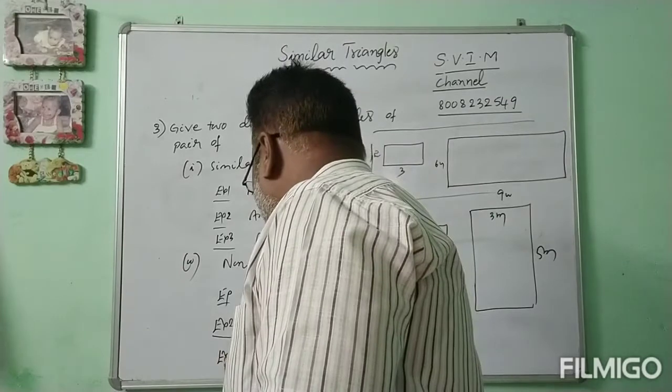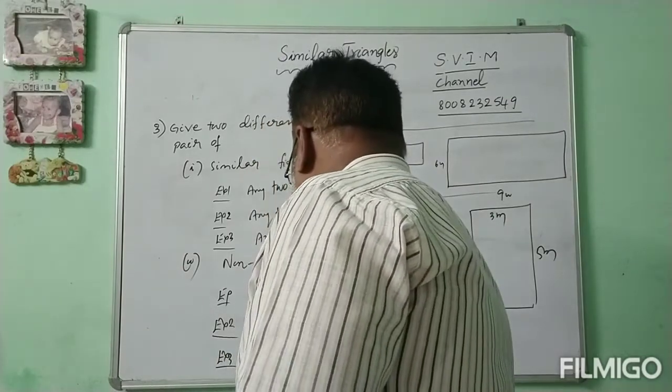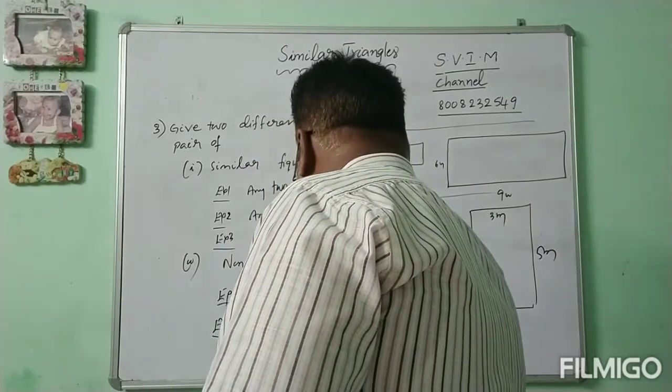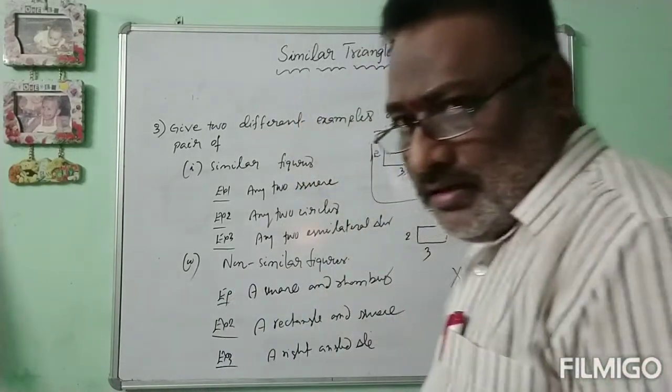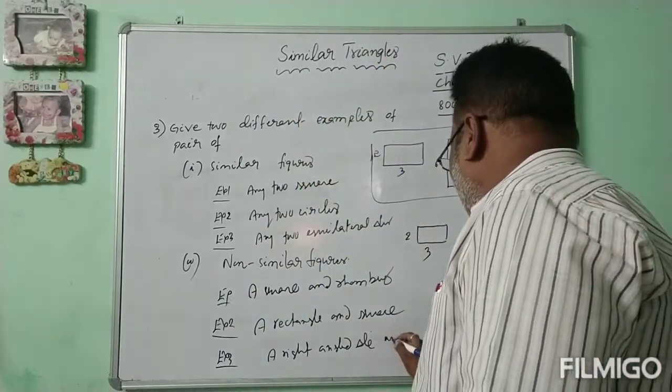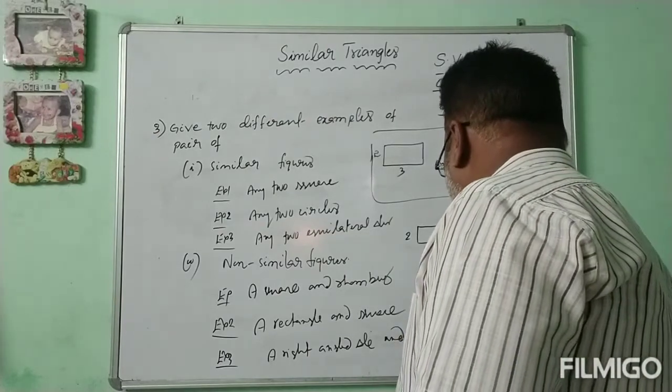Next, example 3, a right angled triangle and an equilateral triangle.